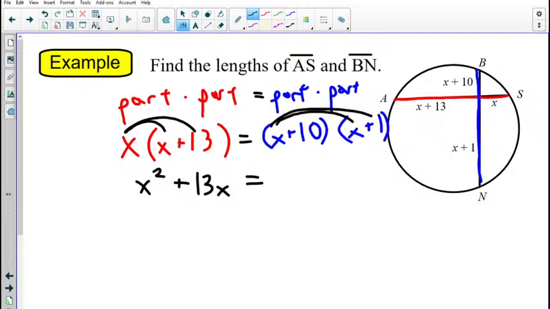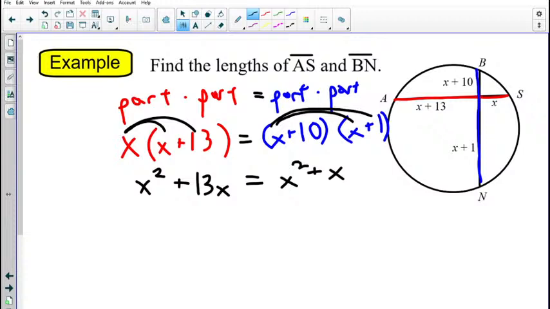If I distribute x here, I have x times x, which is still x squared. Then I have x times 1. x times 1 is 1x, which I just write as x. That is my distributing of the x.